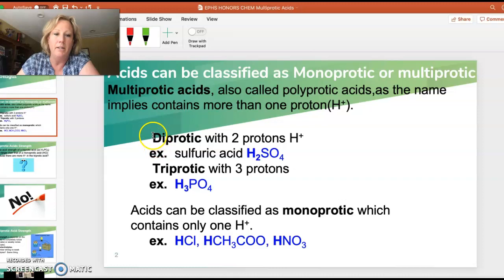Multiprotic are going to either be di or triprotic. Diprotic, the prefix di means two. So for example, sulfuric acid, that's found in our car batteries. A triprotic acid would be phosphoric acid, so 3 protons or 3 hydrogens.